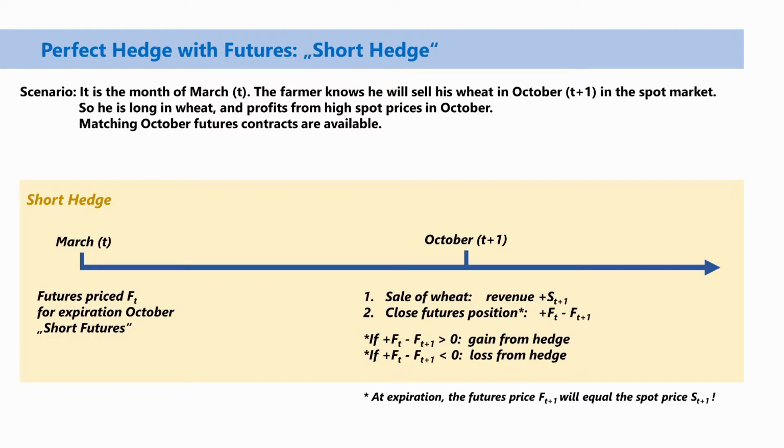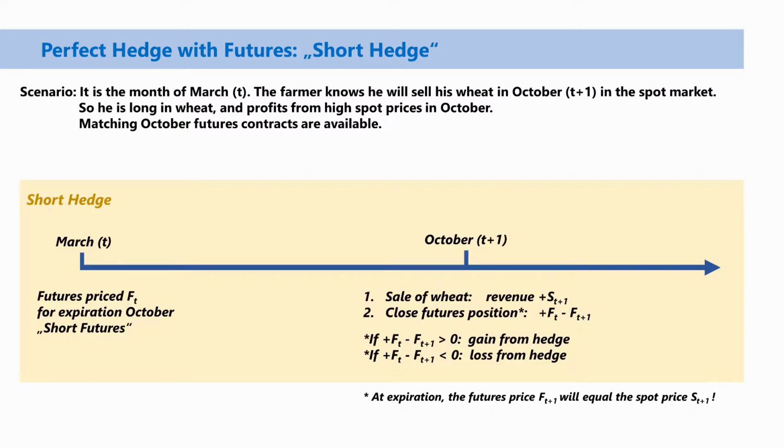Suppose he knows in March that he will sell his wheat in October. So he is long in the underlying. He's long in the wheat and he would hope for high spot prices in October, which are denoted as T plus 1. In March, denoted as T, the spot price in T plus 1 is a random variable. It can go up or it can go down, and there's no way to know that in March. If the price goes down until October, he will lose on the wheat.